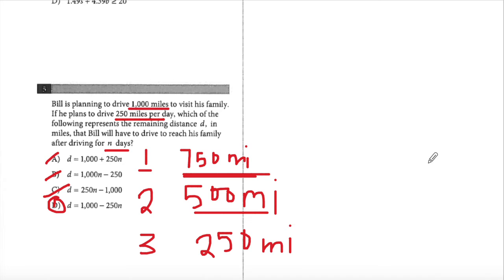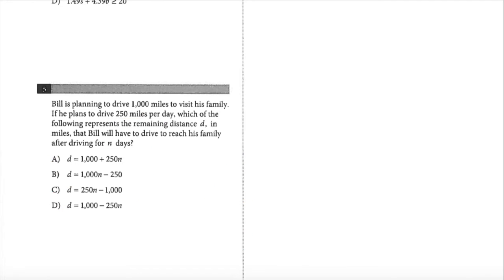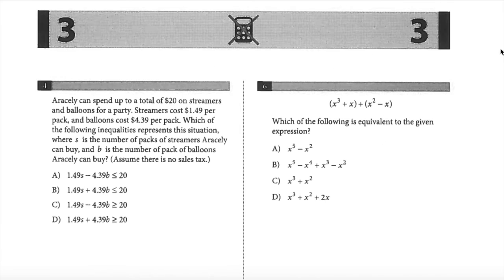Because each day he's driving 250. And you have to subtract that from the 1,000 because it's asking what is the remaining distance after each day. And that's what D stands for. All right, let's do this one.